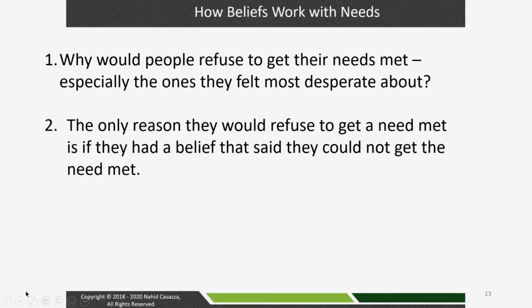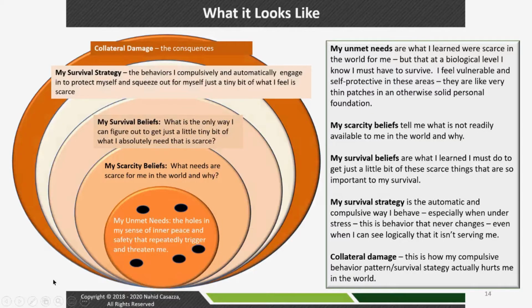This was a huge breakthrough, and maybe 5 or 6 years ago, helped me create what I call my multi-level belief model, which is the model of how beliefs and needs interact with each other. So essentially, start at the bottom with unmet needs, the holes in your sense of inner peace and safety that repeatedly trigger or threaten you. So it's the triggers that happen over and over and over again. It's just the needs that you just can't ever really get completely met for a long period of time.